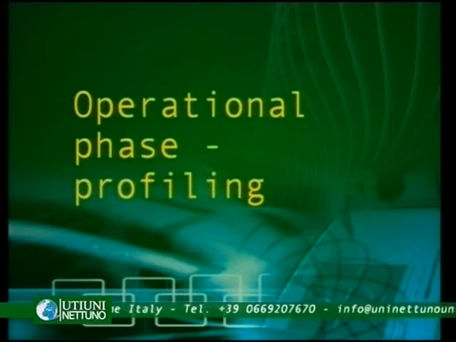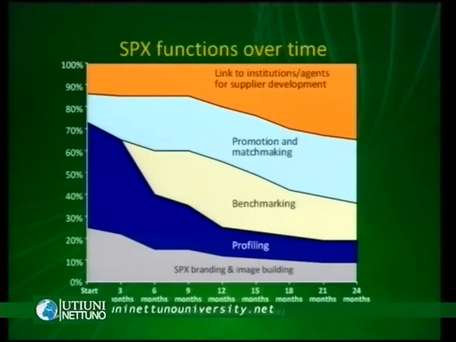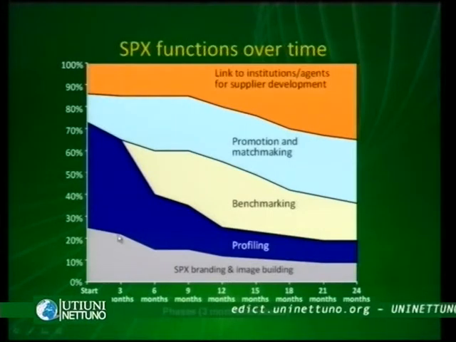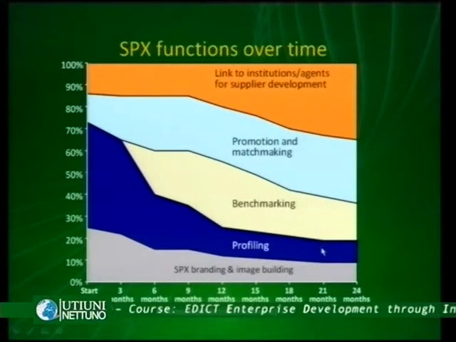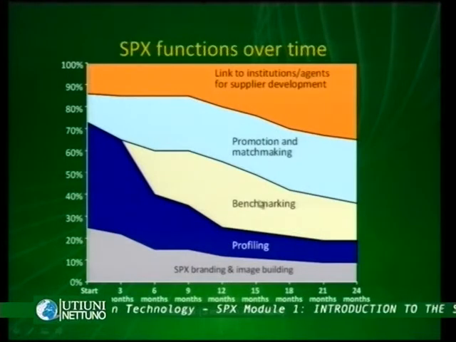Let's now move to the operational phase, and we start with the SPX profiling. First of all, there are several SPX functions over time. This graph shows how, over 2 years, the composition of activities changes. At the very beginning, the main efforts go into SPX branding and image building, which is the gray area, followed by SPX profiling, promotion and matchmaking, and establishing links to other institutions and agents for supplier development. This changes. The longer the SPX exists, the more important benchmarking becomes, and the more important become the links to other institutions and agents, and supplier development in general.